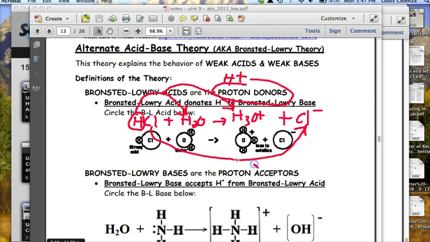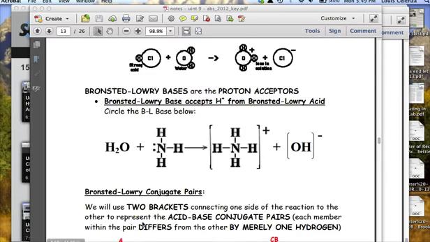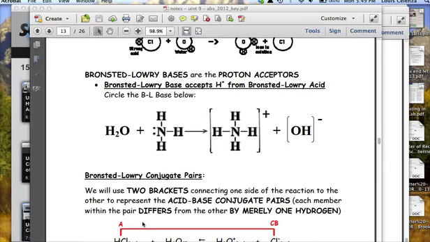So a proton acceptor or an H plus acceptor, in other words a compound that takes an H plus ion, is considered to be a base. So a Bronsted-Lowry acid is a proton donor or an H plus donor, loses an H plus. A Bronsted-Lowry base accepts a proton or an H plus ion. And so one of the things that you have to be able to do is, if you're given an equation like this one right here, let's go through it and show you how to do it again.